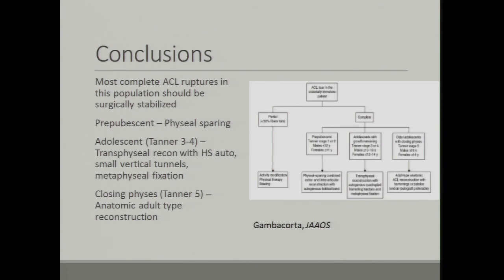Takeaways: most ACL ruptures in this population should be given at least consideration for operative management. These are certainly not hard and fast rules. I think, though, in the prepubescent population, you want to consider physeal sparing or at least partial physeal sparing. In adolescents, consider transphyseal reconstruction with hamstring graft, small vertical tunnels, and metaphyseal fixation, or partial transphyseal, avoiding the femoral growth plate.